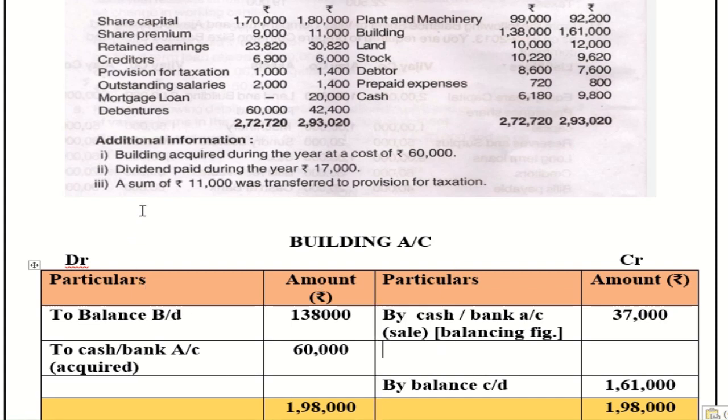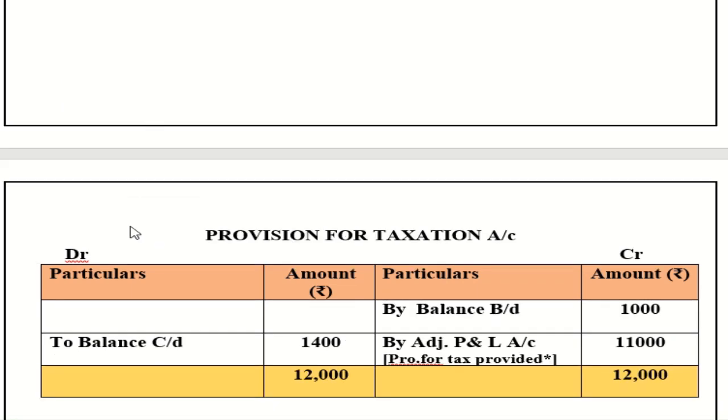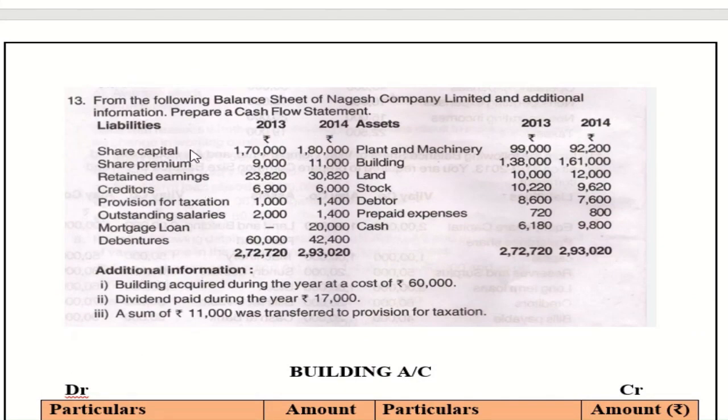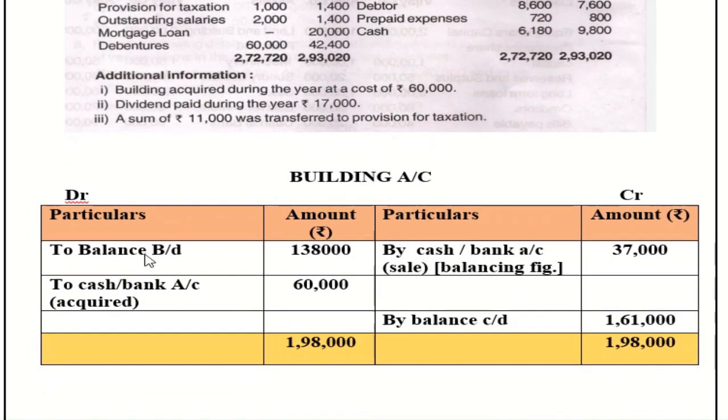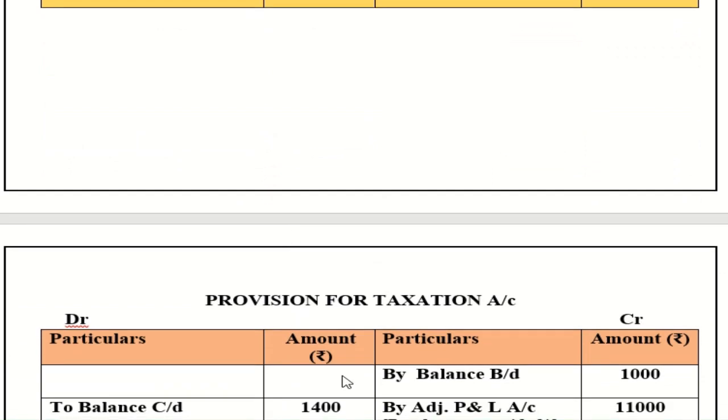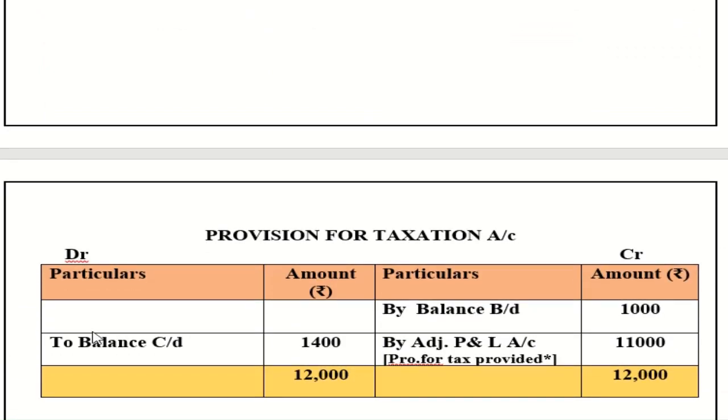The next will be a provision for taxation account. So provision for taxation is a liability. So always the opening balance starts on the credit side and the closing balance ends on the debit side. See, the opening balance is how much? 1,000 rupees and the closing balance is 1,400. So By balance brought down 1,000 rupees and To balance carried down, that is closing balance, 1,400.